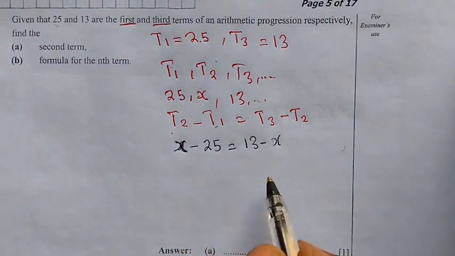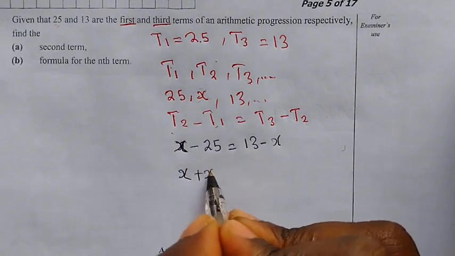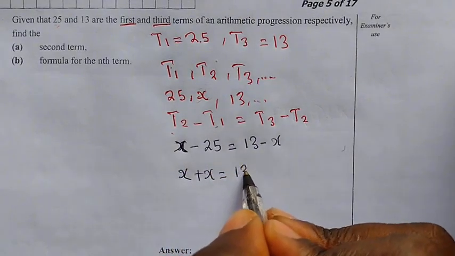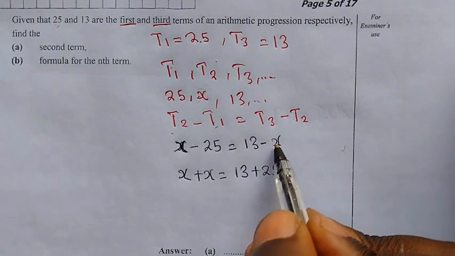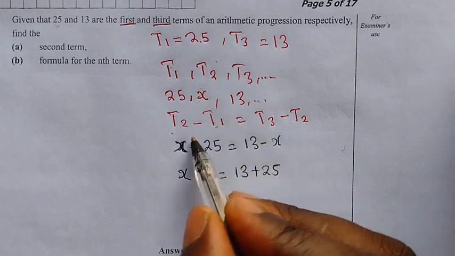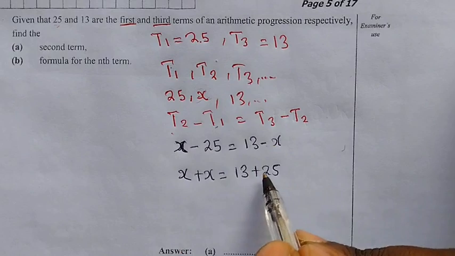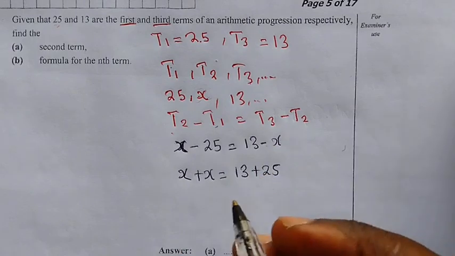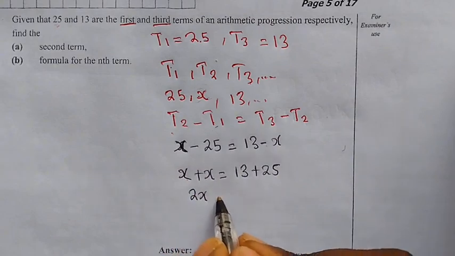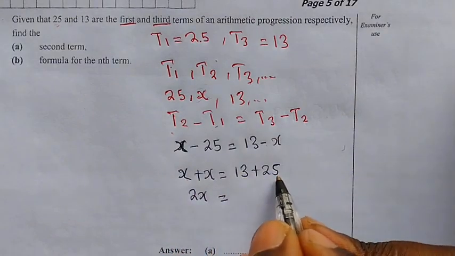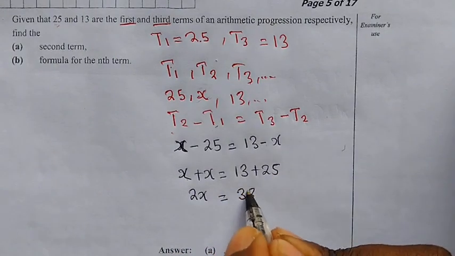So we have this. Let's collect the right terms. So x plus x is equal to 13 plus 25. What has happened here is this negative x has gone to this side and become positive. This positive 25 has come where 13 is and becomes a positive 25. So x and x gives us 2x, which will be equal to 13 plus 25, okay? So this will give us 38.